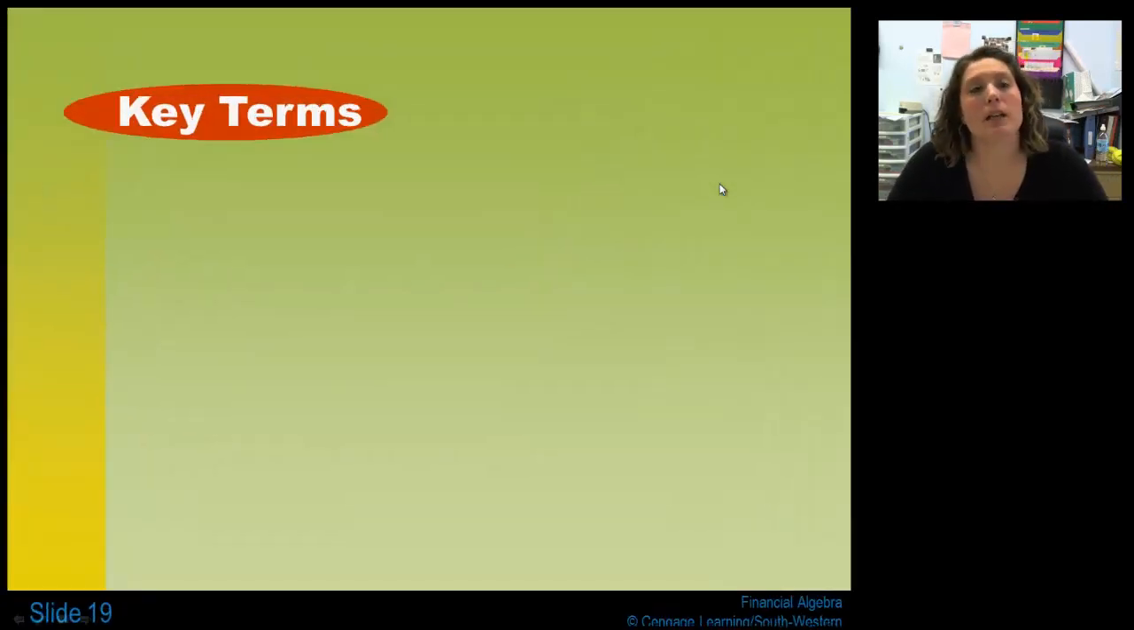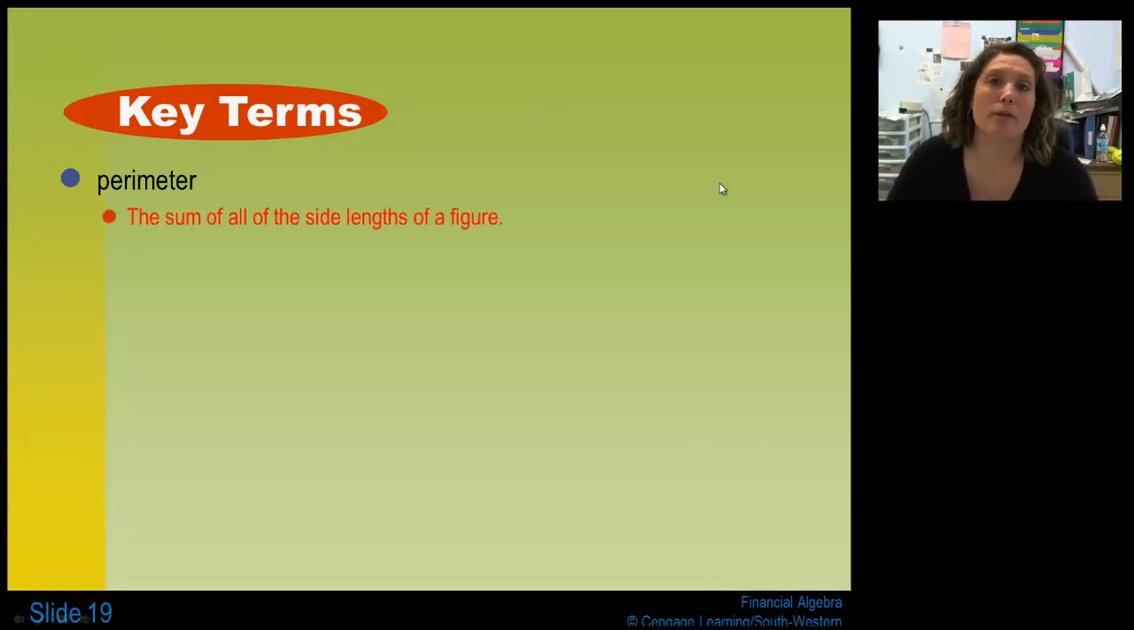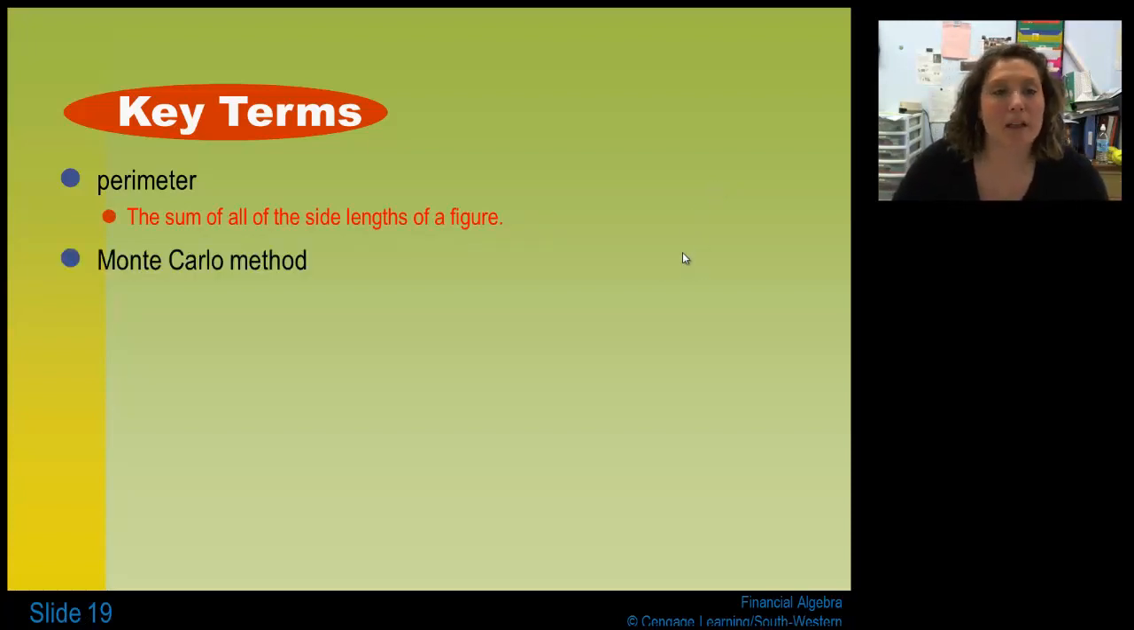Our next key term is perimeter. This is what goes around the edge of the shape. So it's the sum of all the sides. Remember, area is multiplying and perimeter is adding.